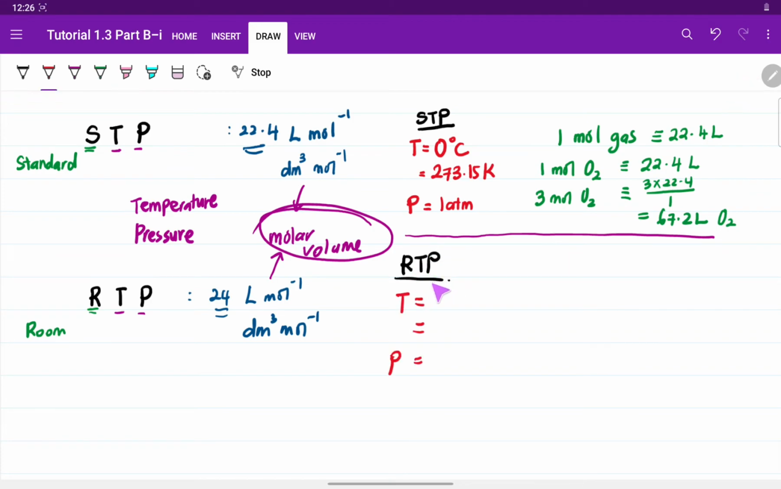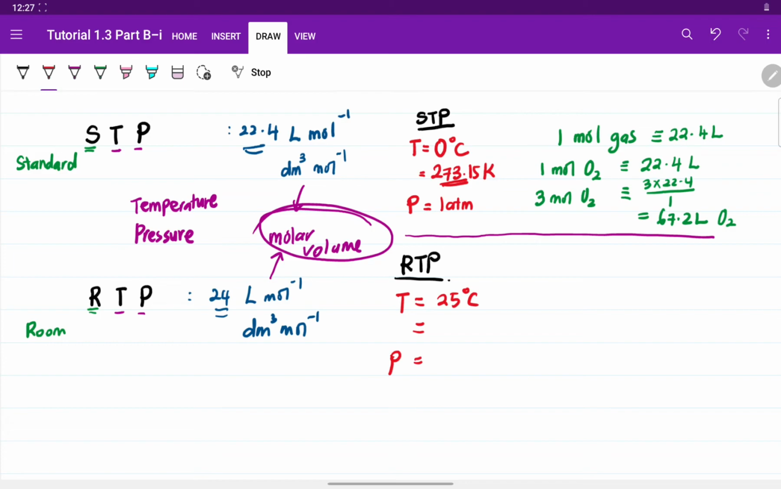Okay, macam mana pula dengan RTP? So, untuk RTP, room temperature. Now, our room temperature, we're going to take as 25 degrees Celsius. 25 degrees Celsius adalah room temperature. Jadi, untuk dapatkan awak punya temperature in Kelvin, tambah dengan 273.15. You must use this value.